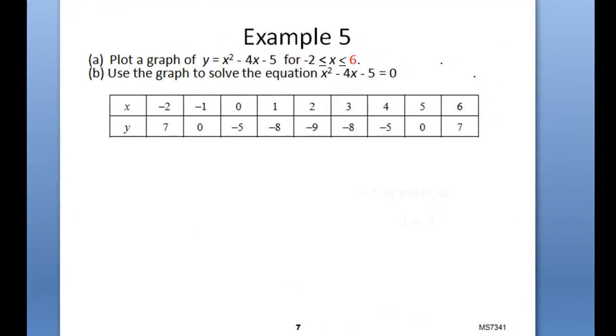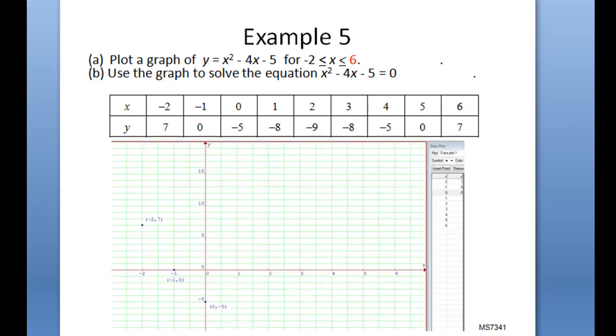Next, we are going to plot the graph of y equal to x squared minus 4x minus 5. First, you get a graph paper, and the graph paper I have has x ranging from minus 3 to 7, y ranging from minus 10 to 20.